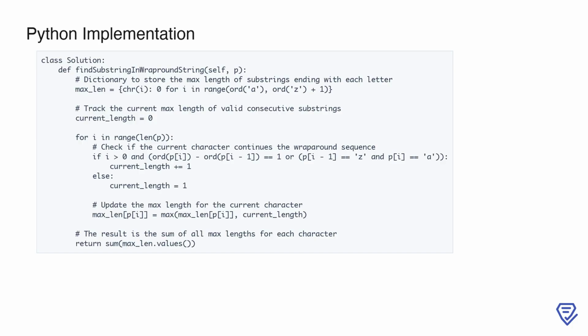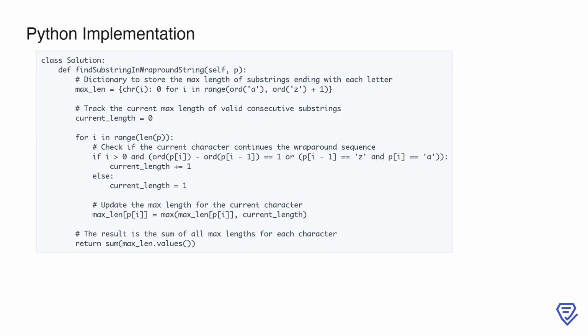3. Update maximum lengths. For each character p[i], we update the maximum length of substrings ending at that character in the max_len dictionary. This ensures we only count the longest valid substring for each character, avoiding duplicates. 4. Calculate the result. Finally, the result is the sum of all values in max_len, representing the total number of unique substrings.